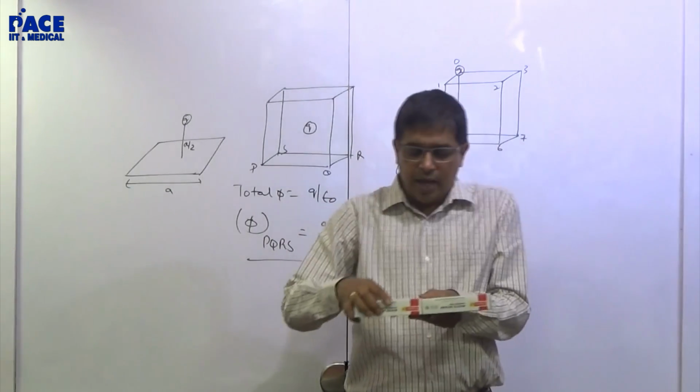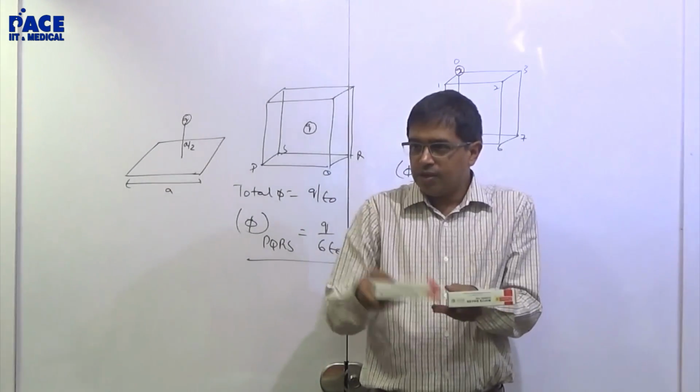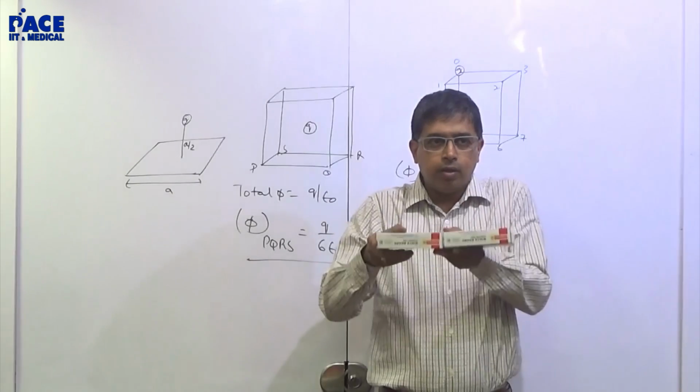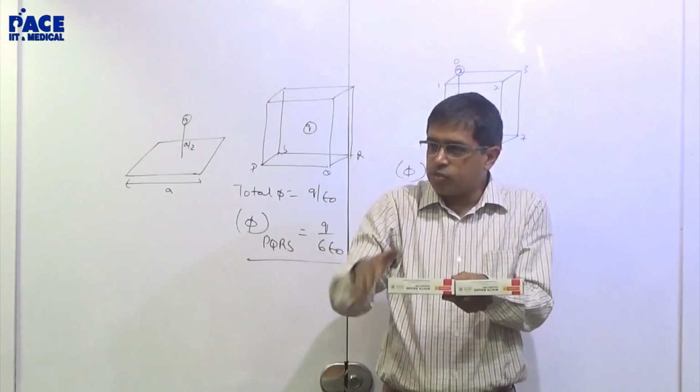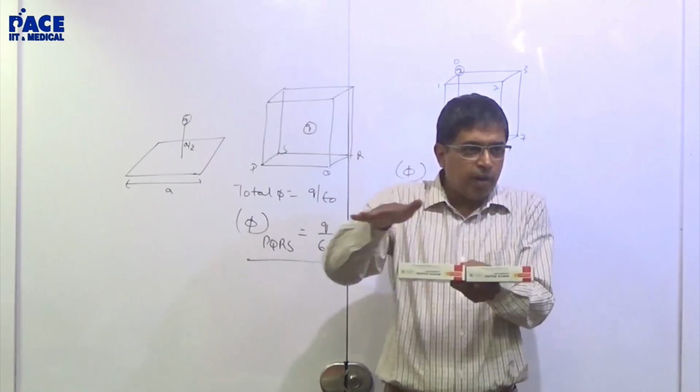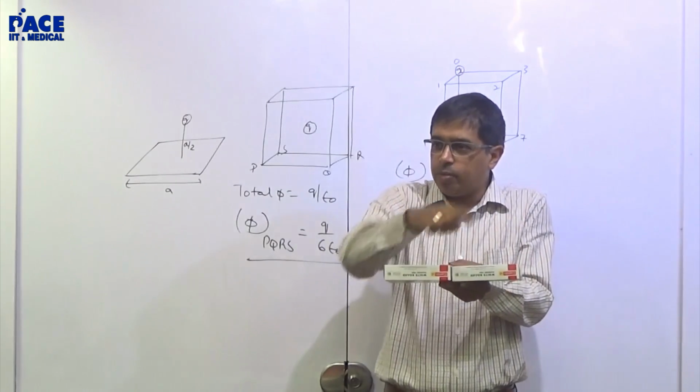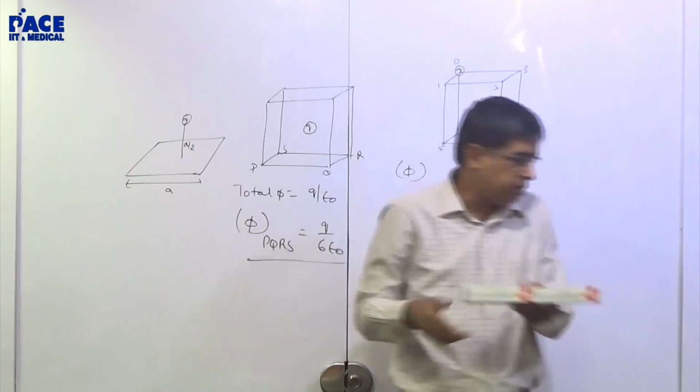Have a look at it. I am speaking about this corner. For this cube, this corner, now I can place 4 on this platform, 4 on the above platform. This corner will be shared by 8 cubes. Are you able to visualize this?